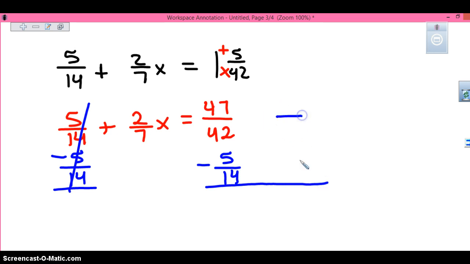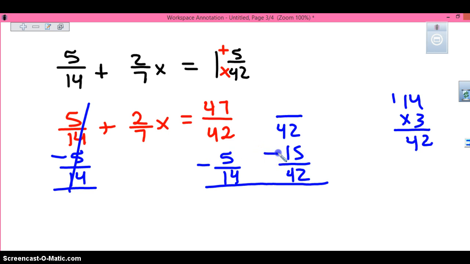The least common denominator between 42 and 14 is 42. 42 is a multiple of 14. 14 times 3 is 42. 3 times 5 is 15. We bring the minus sign to this side. 47/42 stays the same. 47 minus 15: 7 minus 5 is 2, 4 minus 1 is 3. So 32/42 is equal to 2/7 x.